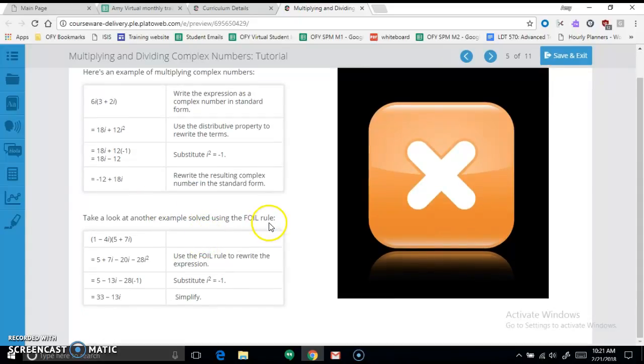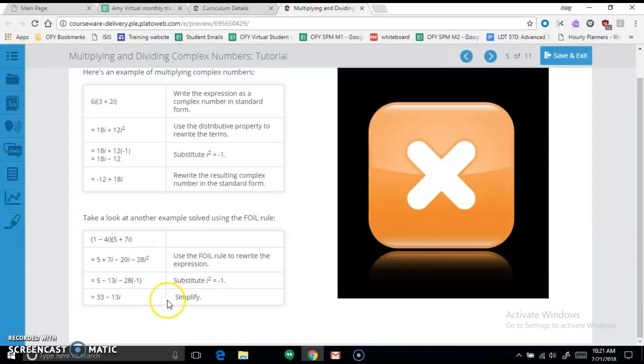Okay, so now we're going to use FOIL. It's going to be the same thing though. So first, outer, inner, last. So 1 times 5 is 5, 1 times 7i is positive 7i, -4i times 5 is -20i, -4i times a positive 7, that's -28i squared, and i times i is i squared.